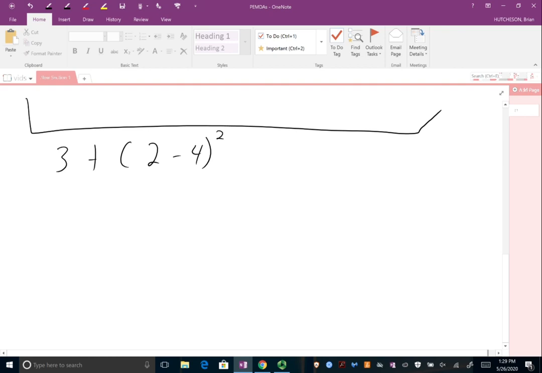So once again, we start all over. Do we have parentheses? And the answer is yes. 2 minus 4 is a negative 2, quantity squared.